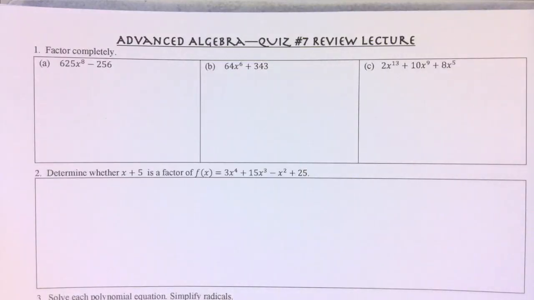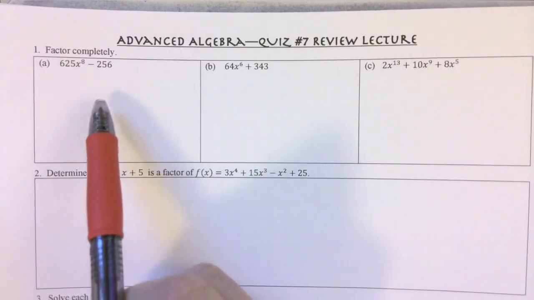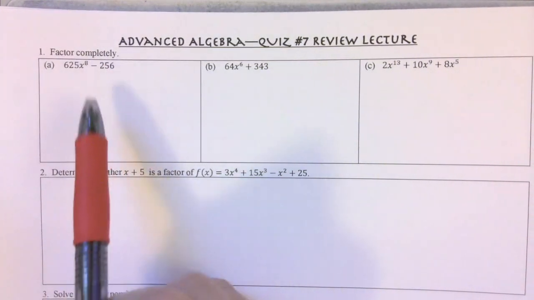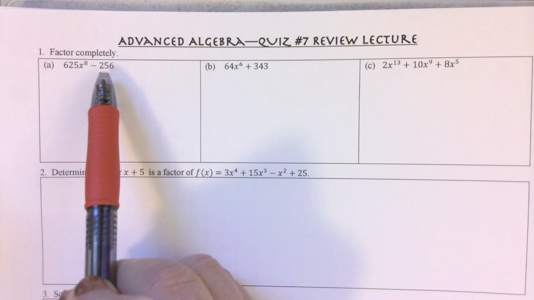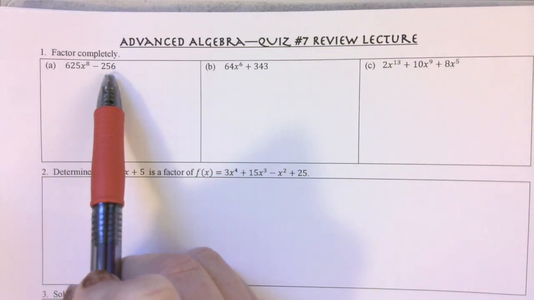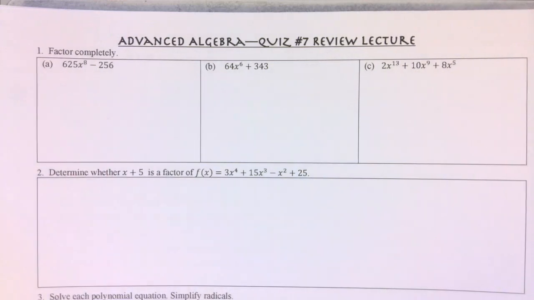All right, so today we are looking at Quiz 7 review. So first I'm saying factor completely. When I see this first problem, first I want to look for a GCF. I don't see one. So now I'm looking to see if this first term and this second term are perfect squares or perfect cubes. And I can see that they are both perfect squares.